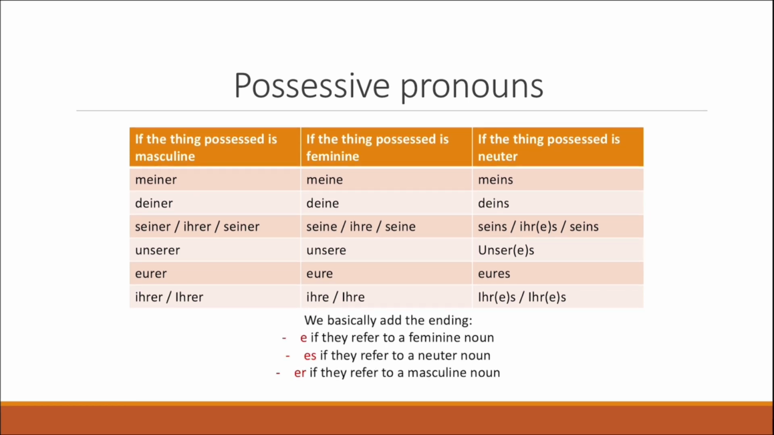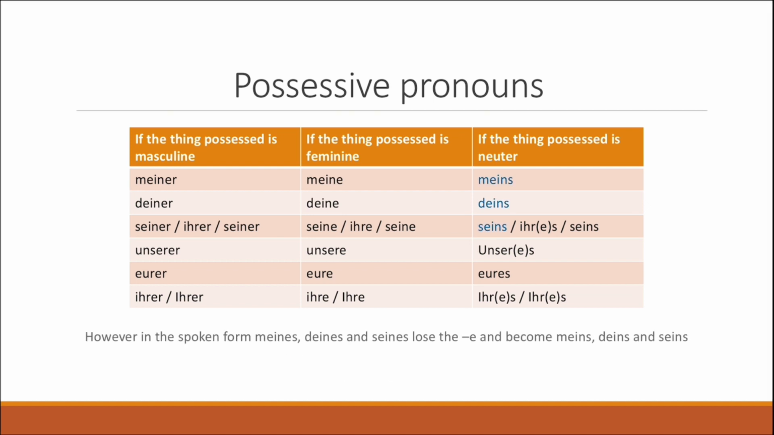If we would like to state a strict rule for possessive pronouns, then we're saying that we basically add the ending e if they are referring to a feminine noun. We add es if we are referring to a neuter noun, and we add er if they're referring to a masculine noun.